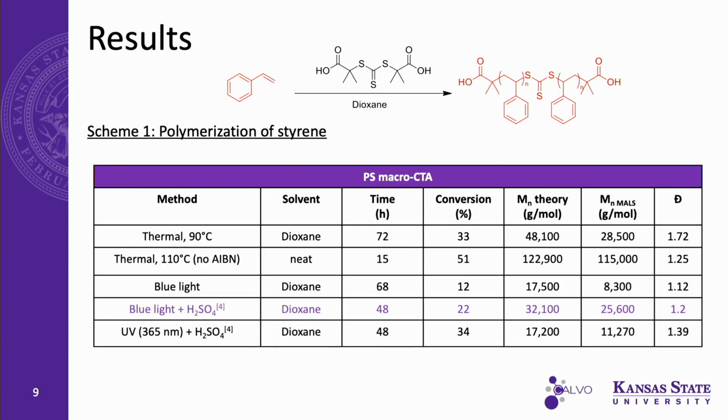So these are some of the results. We first polymerized styrene to form our macro-CTA. We tried various methods, both thermally and through photoiniferter polymerization, and we found out that blue light with acid was the most efficient because it gave us the fastest conversion in the least amount of time, and also the dispersity was 1.2, which is pretty close to 1, which says that most of the polymer chains were very uniform.